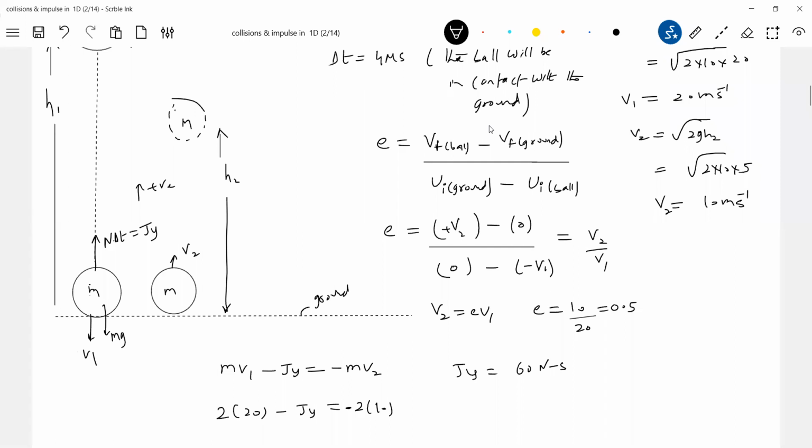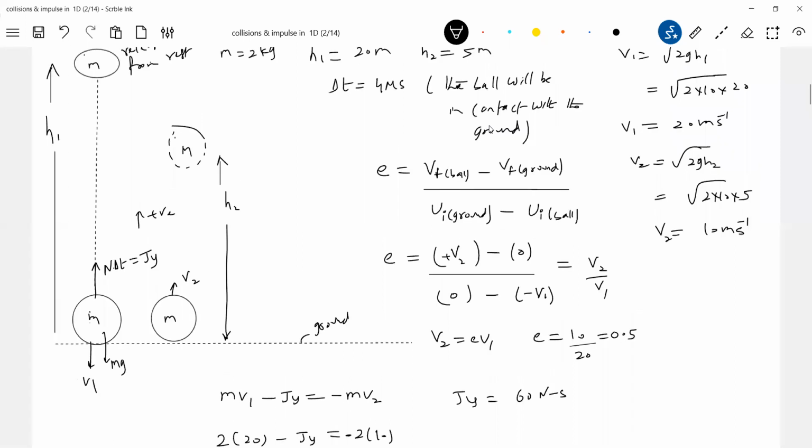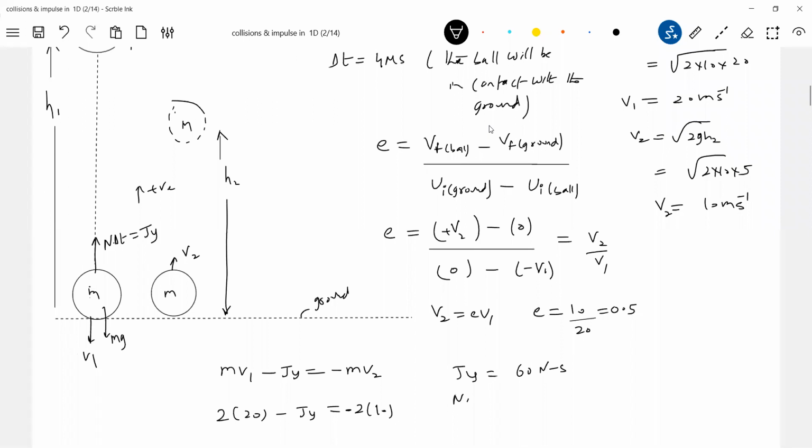Now let's come. What is Jy? I should write N into delta t. 60 Newton second. So what is delta t? 4 microsecond. 60 by 4 into 10 to the power of minus 6. 15 into 10 to the power of 6 Newton.